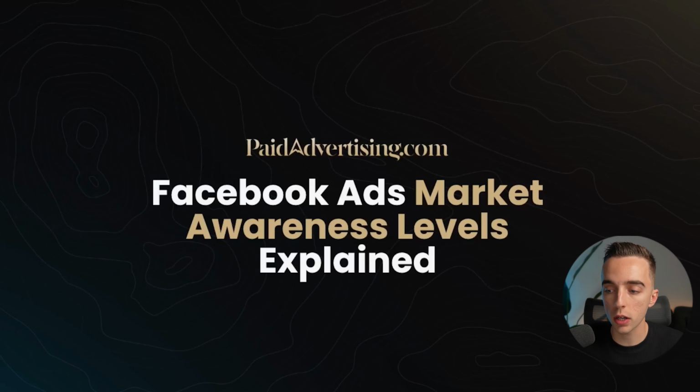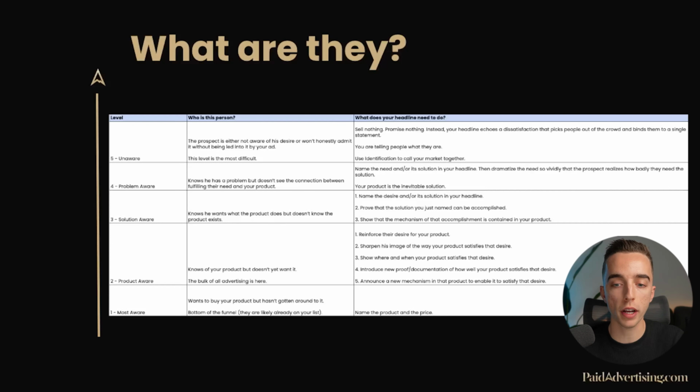It's the Facebook ads market awareness levels explained. So what are they, before I get into today's example? Well, here's the thing. There are 5 of them. You go from unaware to most aware. The prospect is either not aware of his desire or won't honestly admit it without being led into it by your ad. This level is the most difficult to advertise. So what do you do? Here you sell nothing, you promise nothing. Instead, you pick out a dissatisfaction that people might be sensing.